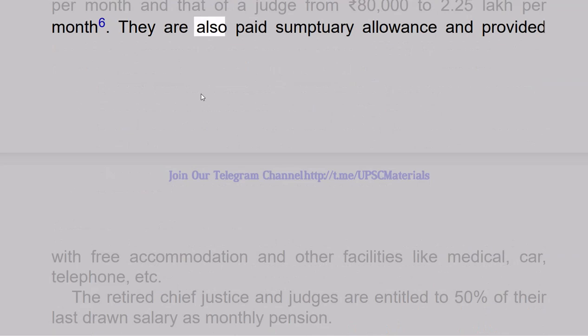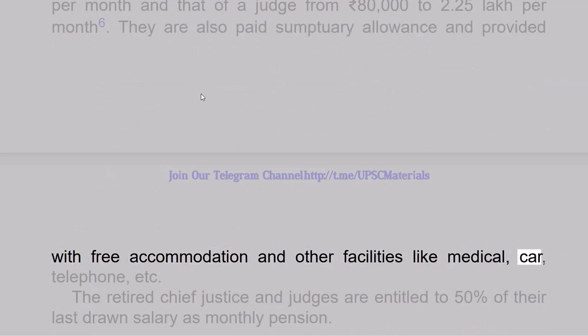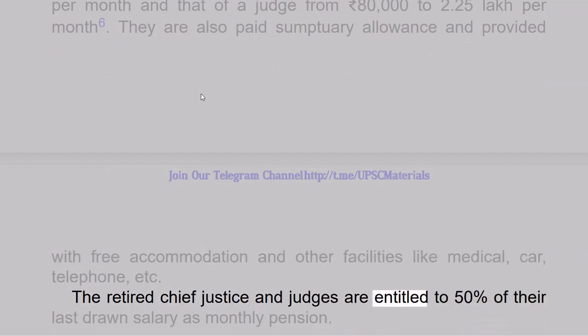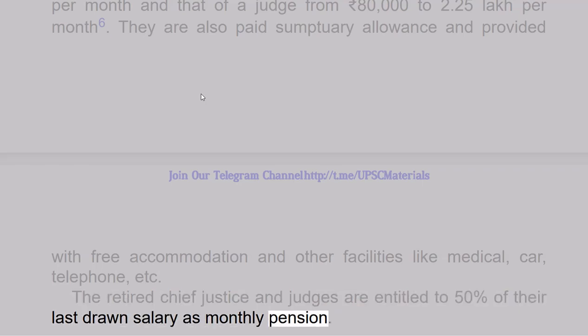They are also paid sumptuary allowance and provided with free accommodation and other facilities like medical, car, telephone, etc. The retired Chief Justice and judges are entitled to 50% of their last drawn salary as monthly pension.